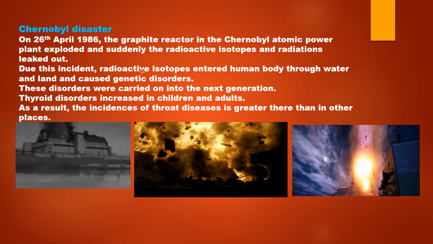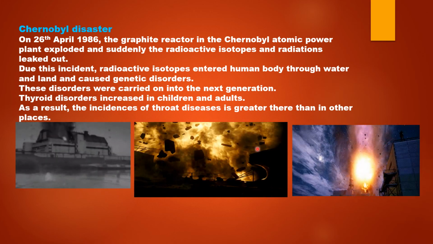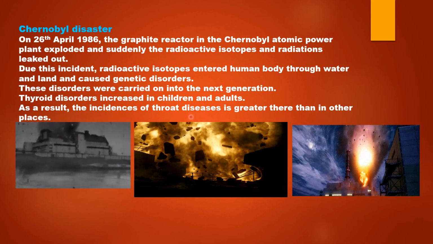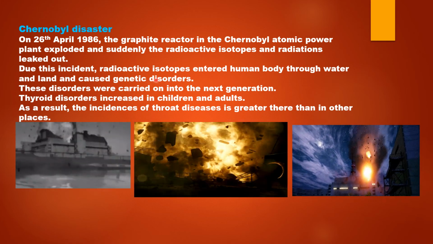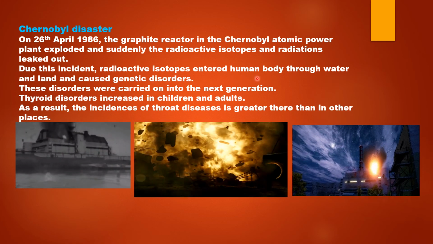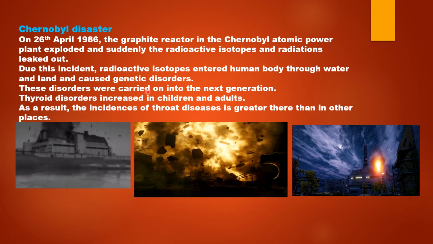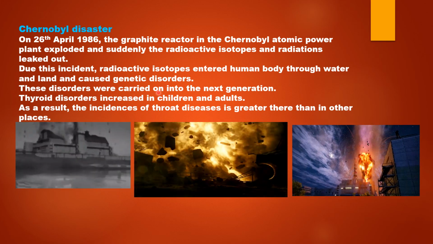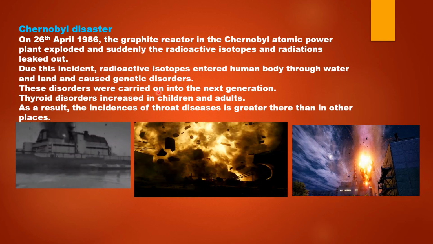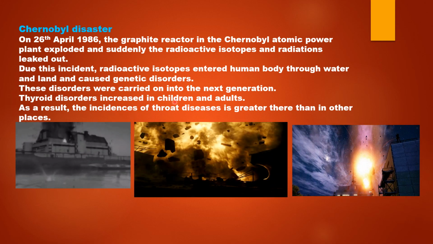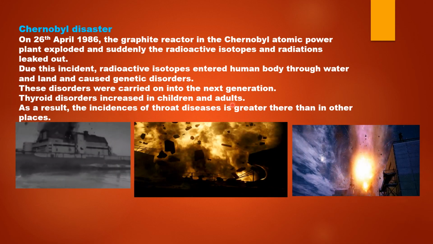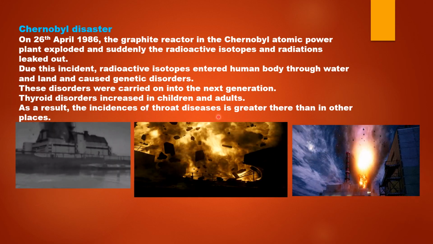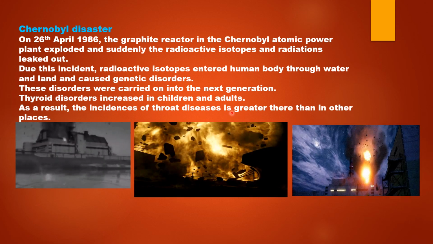A large amount of radioactive material was released in the atmosphere, which was carried over long distances by the air currents. So, due to this Chernobyl disaster, the radioactive isotopes entered the human body through air and through water, thereby causing genetic disorders in the people. And these disorders were carried from one generation to another generation. Thyroid disorders were seen in children and in adults, and these thyroid disorders increased over the generations. As a result, the incidence of thyroid disease is greater there than in any other places till now.